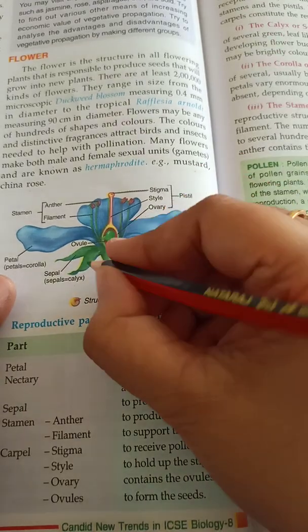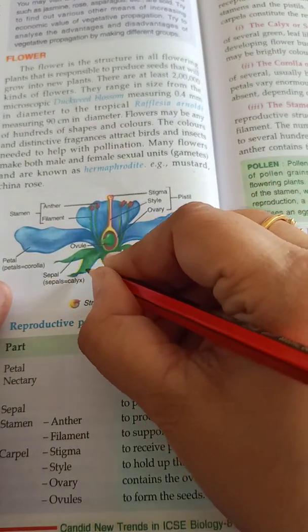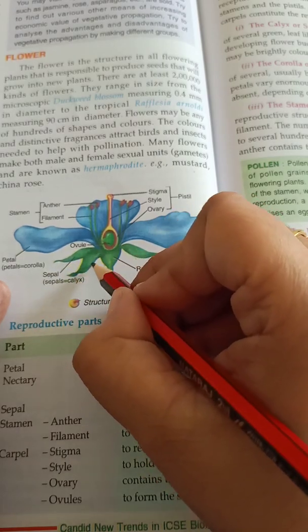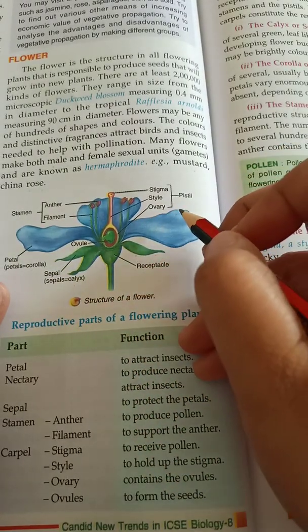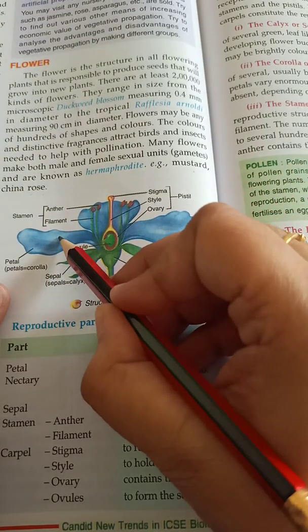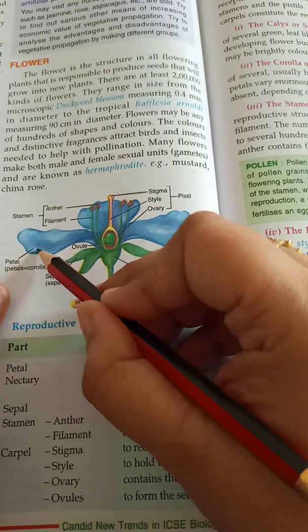And then we can see the first whorl, the sepals or the calyx. We can see that they are green colored. Why? As I told you, they give protection to the inner whorl of the flower, the second whorl, which is the petals.